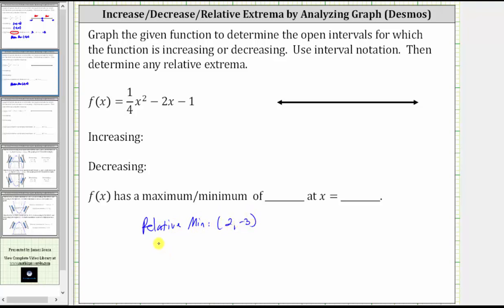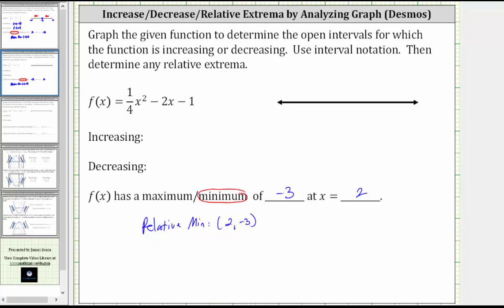And again, because it was the lowest point of the entire graph, we can classify this more specifically as an absolute minimum or just a minimum. And therefore we say f of x has a minimum of the function value or y value of -3 at x equals 2. And the function changed from decreasing to increasing at x equals 2.